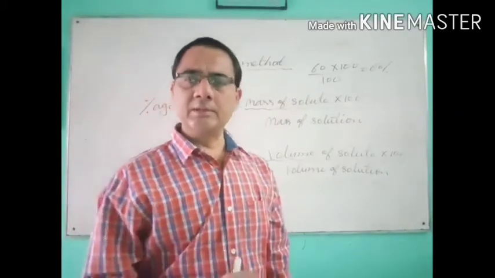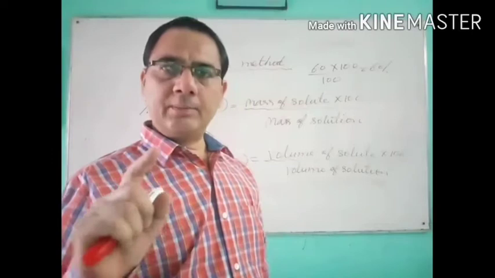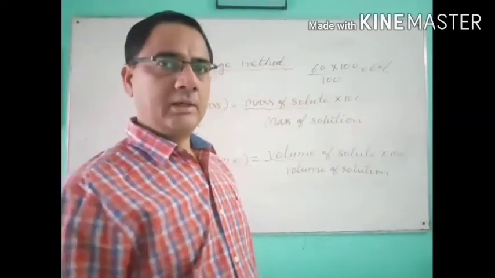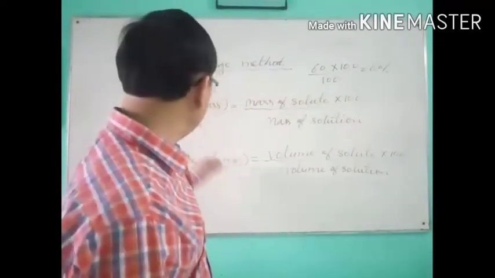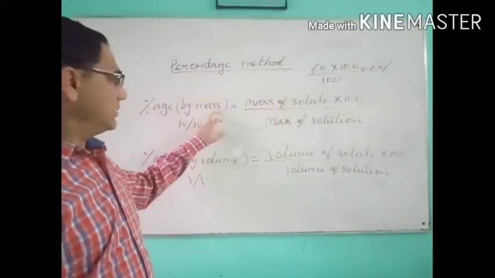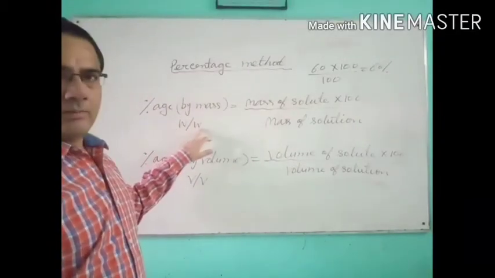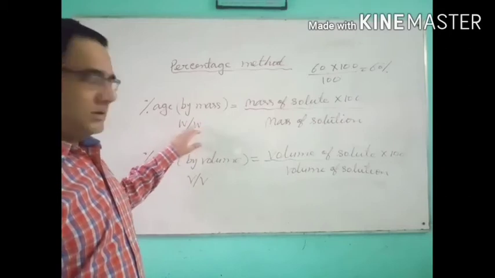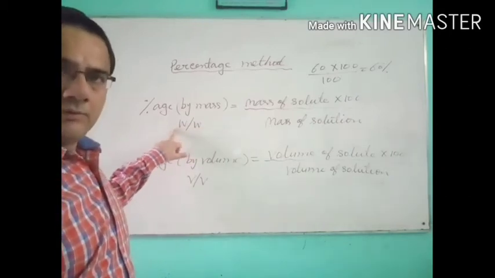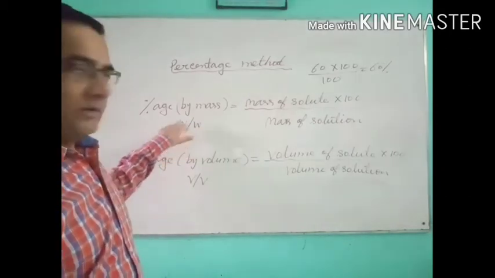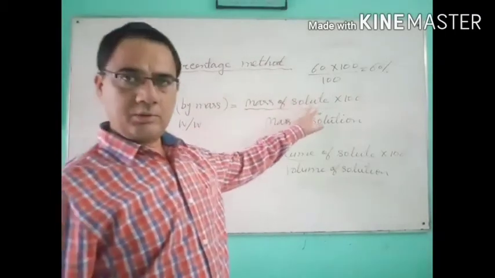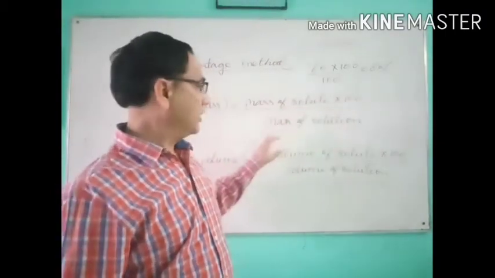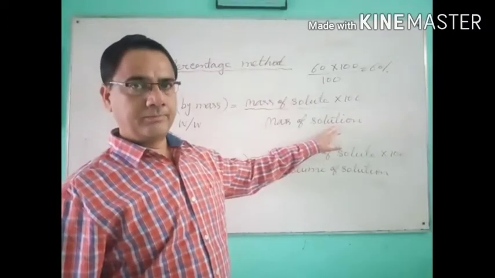When we calculate the concentration of the solution, then we use the percentage method. And the percentage method also has two types. One is called percentage by mass, and it is called W oblique W. W oblique W means the solute and the solution both we will take in gram. And what is the formula? That is the mass of the solute multiplied by 100 upon mass of solution.